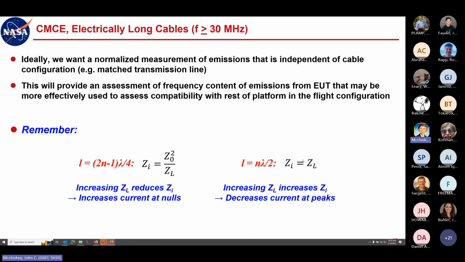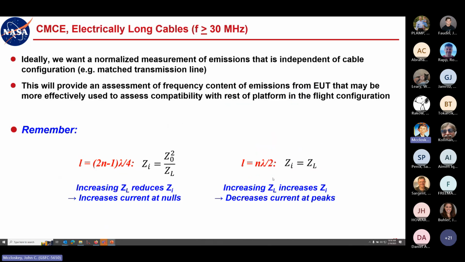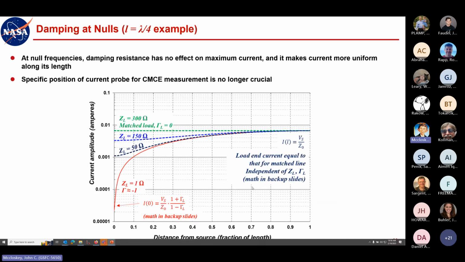Likewise, if we increase our half wavelength resonances, if we increase that shorted impedance to something closer to the characteristic impedance, we'll increase the apparent impedance at the far end, and that'll decrease the current at the peak. So it'll detune these resonances and get things closer to what the ideal current would be into a matched load. That's what damping is. It's detuning the resonances.